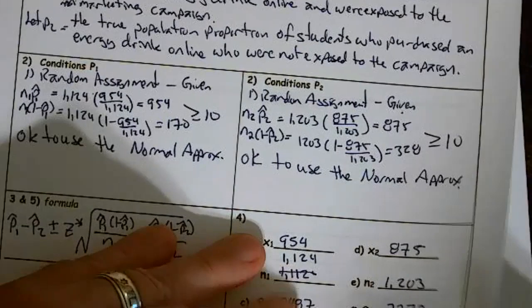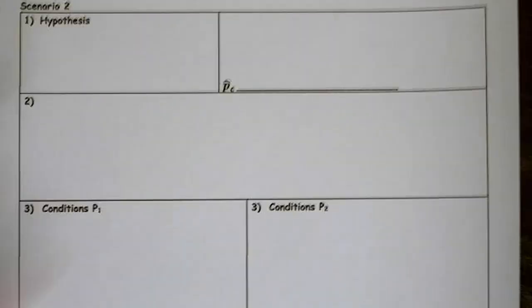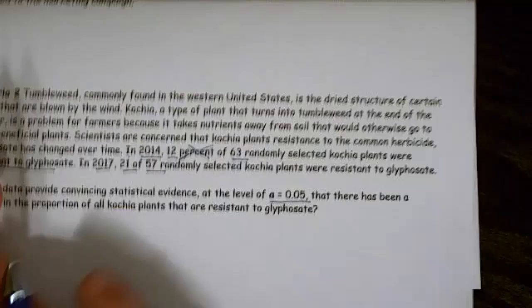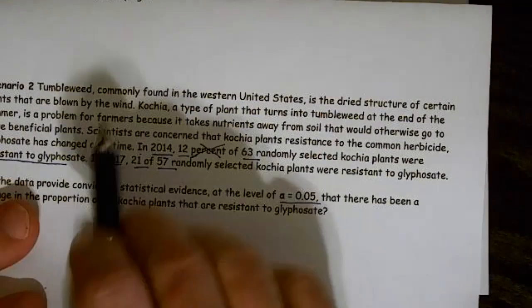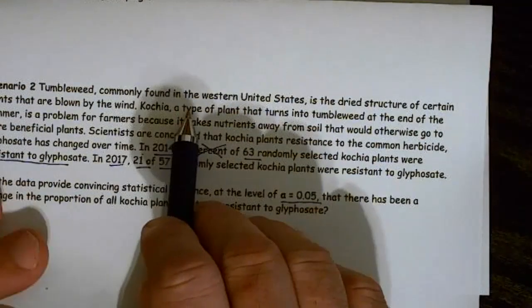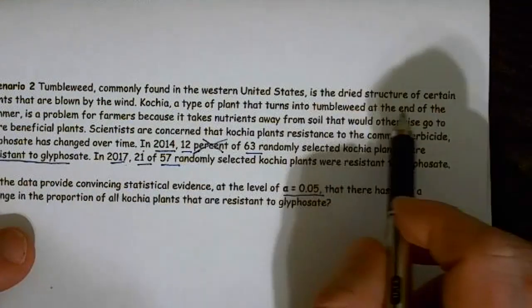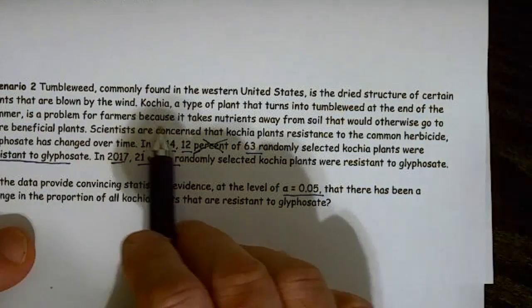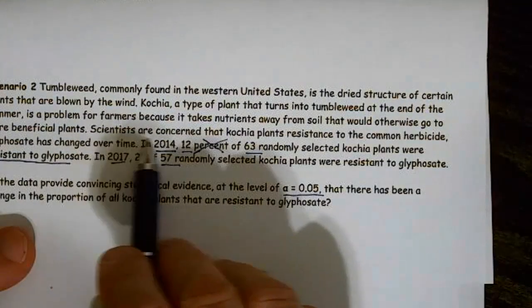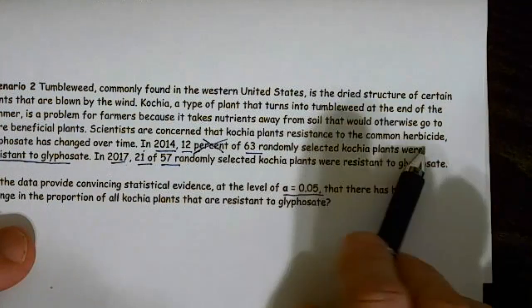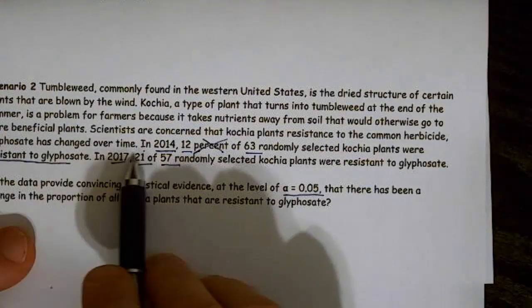All right, so moving on to the second one. Now, admittedly, the second one had a typo. We won't have anything this tricky. Hopefully, we won't have any typos on the test tomorrow. So here we go. Tumbleweed, commonly found in the western United States, is the dried structure of certain plants that are blown by the wind. Kochia, a type of plant that turns into tumbleweed at the end of the summer, is a problem for farmers because it takes nutrients away from the soil that otherwise would go to more beneficial plants. Scientists are concerned that Kochia plants resistant to the common herbicide glyphosate has changed over time.